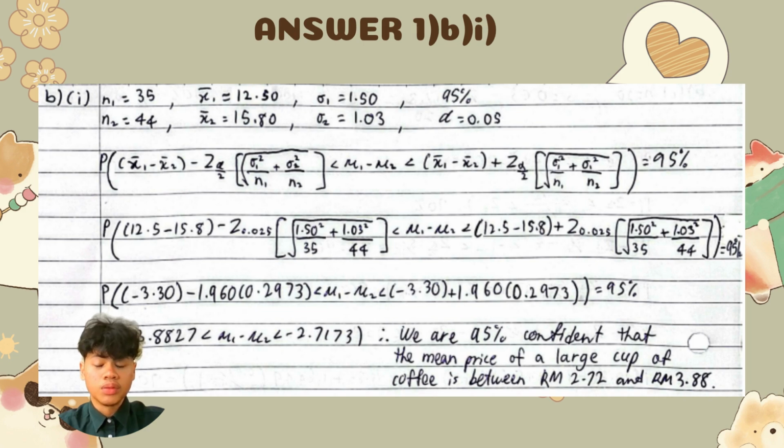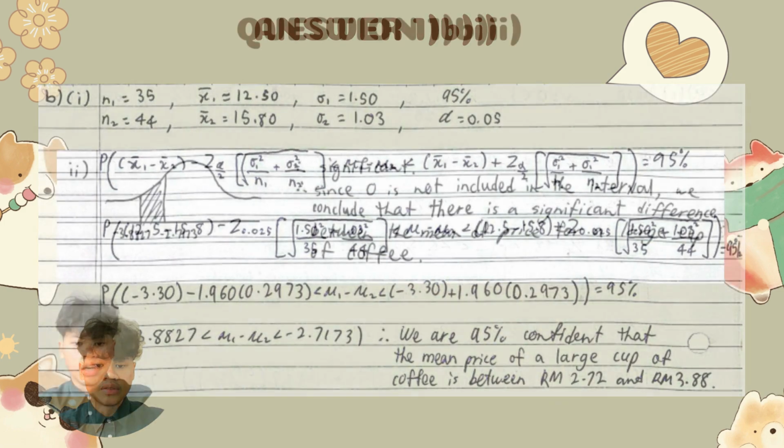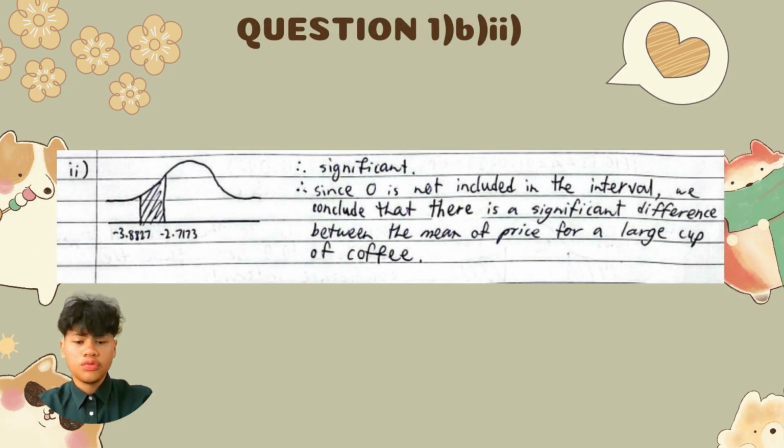Substitute sigma 1 and sigma 2 with the given values, and then the answer will be negative 3.8827 and negative 2.7173. We can conclude that we are 95% confident that the mean price of a large cup of coffee is between RM 2.72 and RM 3.88. Now, here's the answer for 1B true Roman.